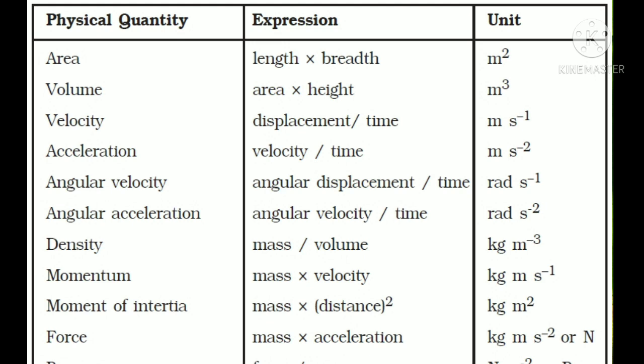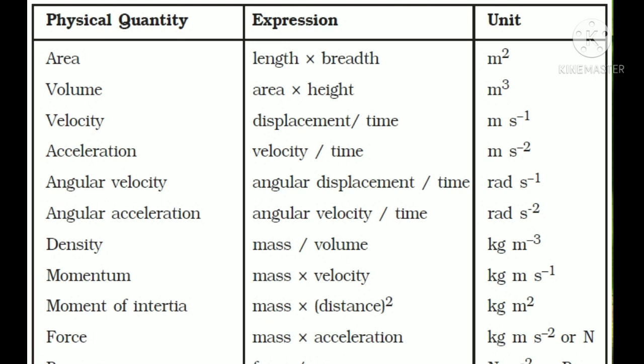Next one, density. Density means the ratio of mass by volume. The ratio of mass divided by volume is called density. So the unit is kilogram meter power minus 3. Unit of mass is kilogram and the volume is meter cube. So mass by volume, kilogram per meter cube or kilogram meter power minus 3.